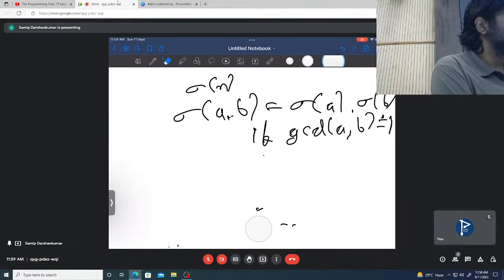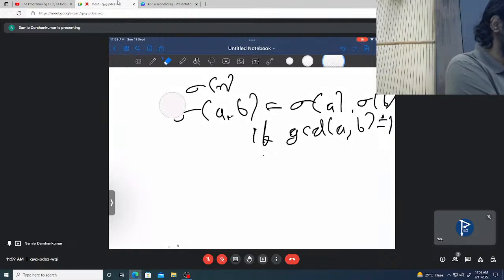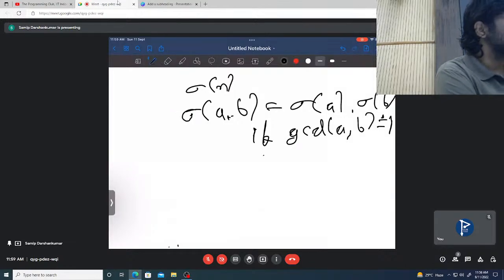So basically, whenever we want to sum something over factors, we generally use this property. This property doesn't hold just for the number of divisors or sum of divisors, it holds for many other functions also. If a and b are coprime, then the function of a into b is the function of a into the function of b. So we use this property, calculate the function for powers of primes, and multiply according to the prime factorization of the number. So we get the answer.